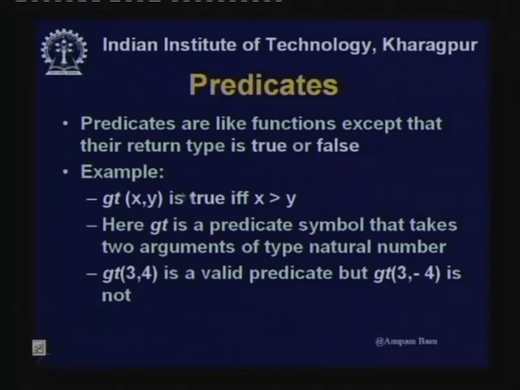Because greater than is a predicate that has been defined, suppose, to take two arguments of type natural number. 4 is not a natural number, minus 4 is not a natural number. Therefore, this one is not a valid predicate. Now, validity of the predicate has got no relationship with its being evaluated true or false. A valid predicate gt(x, y) can sometimes evaluate to true, sometimes evaluate to false, depending on what values are being given to these variables x and y.